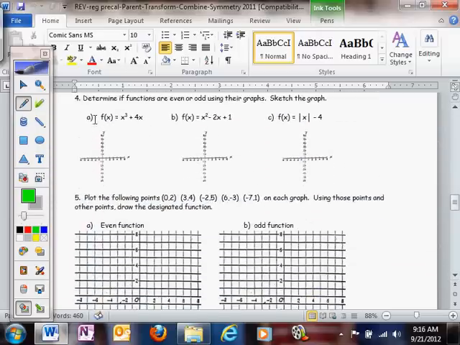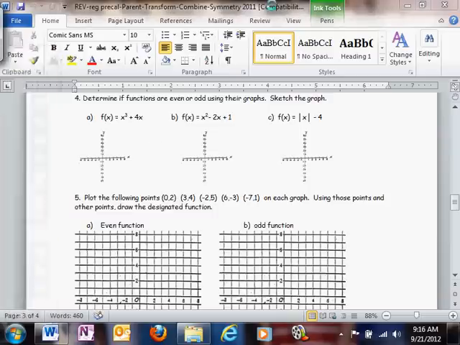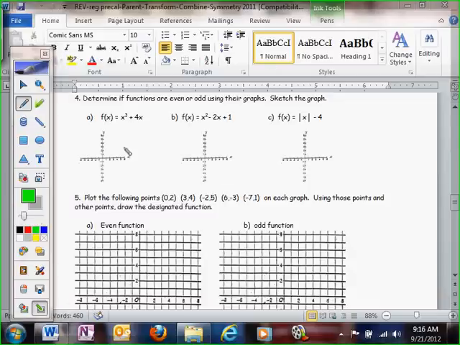On number 4 here, it says determine if functions are even or odd using their graphs. All you're going to do here is use your graphing calculator. You're going to put these in y equals and look at the graph. If it has y-axis symmetry, that means it's going to be an even function. Okay? Now make sure, we had a quiz, and I'm just going to make a problem up here really quick.